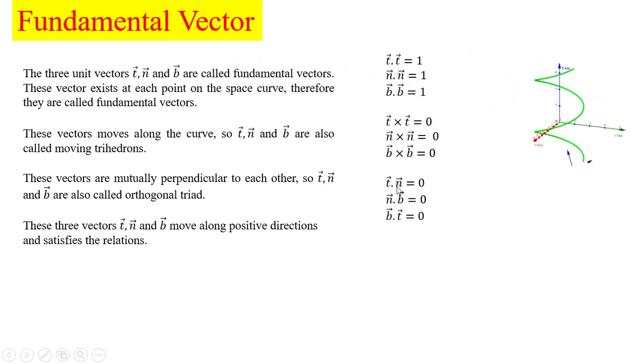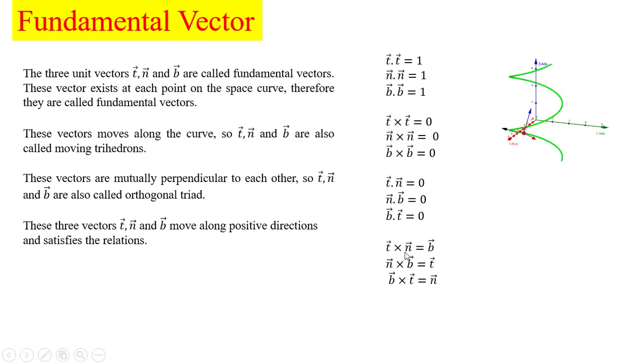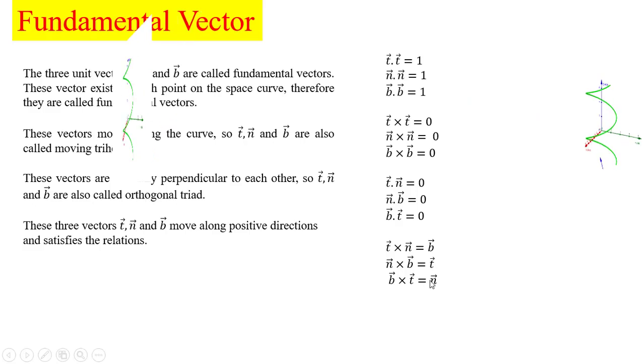Also T dot N equals 0, N dot B equals 0, and B dot T equals 0. Also, T cross N equals B, N cross B equals T, and B cross T equals N.